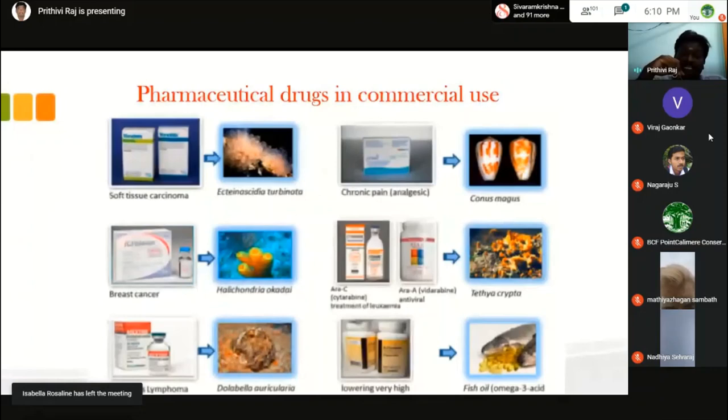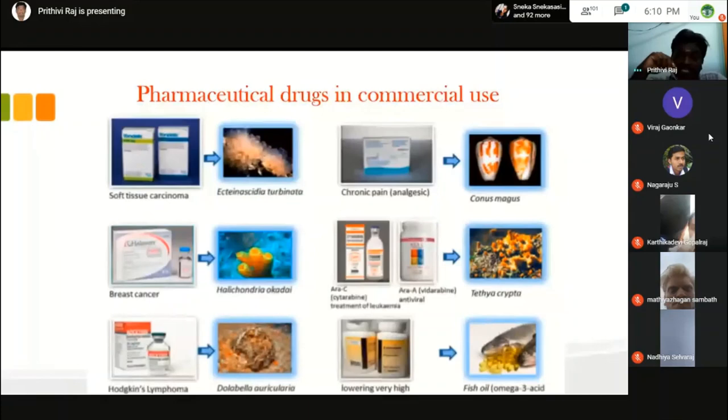For leukemia, for glucose, for the sugar disease, there is fish liver oil. In most cases, our parents are taking fish liver oil, I mean omega-3 fatty acids. As diabetic patients, they will take omega-3 fatty acids. Recently, for the COVID disease also, they have identified some lead compounds from the marine sponges. Soon it will come to clinical trials.